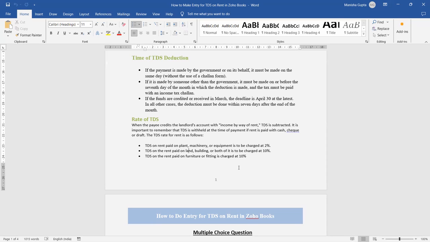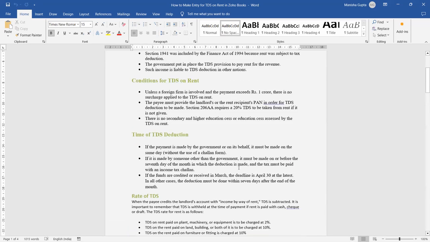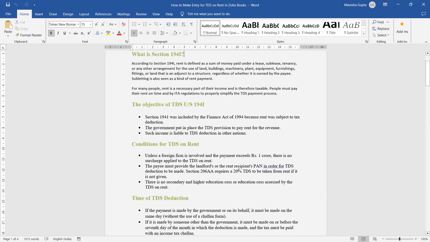Means if you are paying rent for plant, machinery or equipment, then the TDS deduction rate will be 2%. If you pay rent for land, building or both, then the TDS rate will be 10%. If you pay rent for furniture or fitting, that also the TDS rate will be 10%. I hope you have understood what is section 194I and what is the object. The object is that rent is also a revenue of income, so we have to deduct TDS on that.